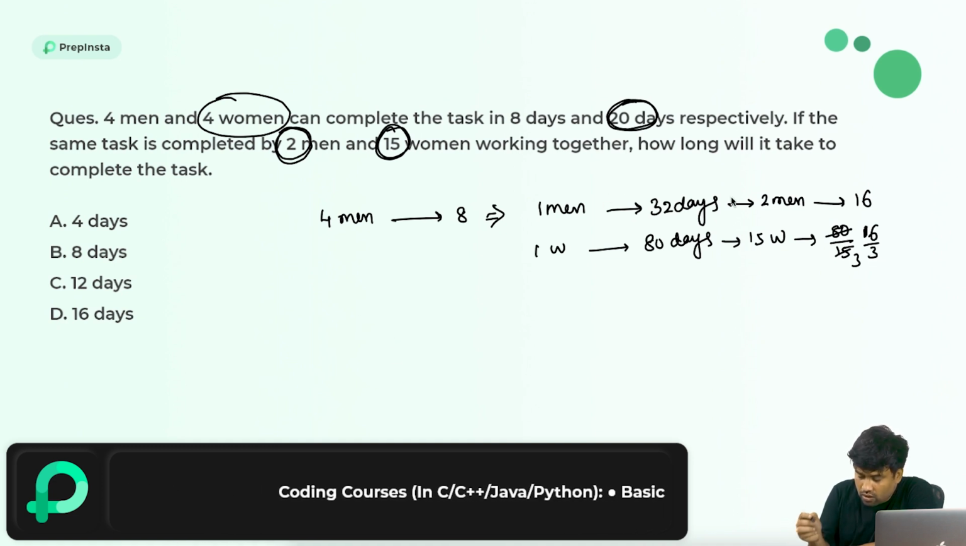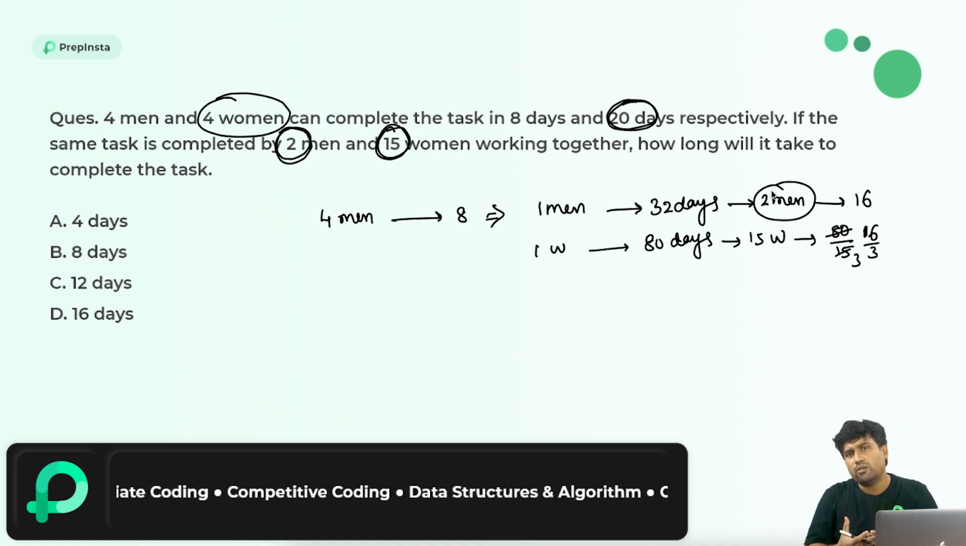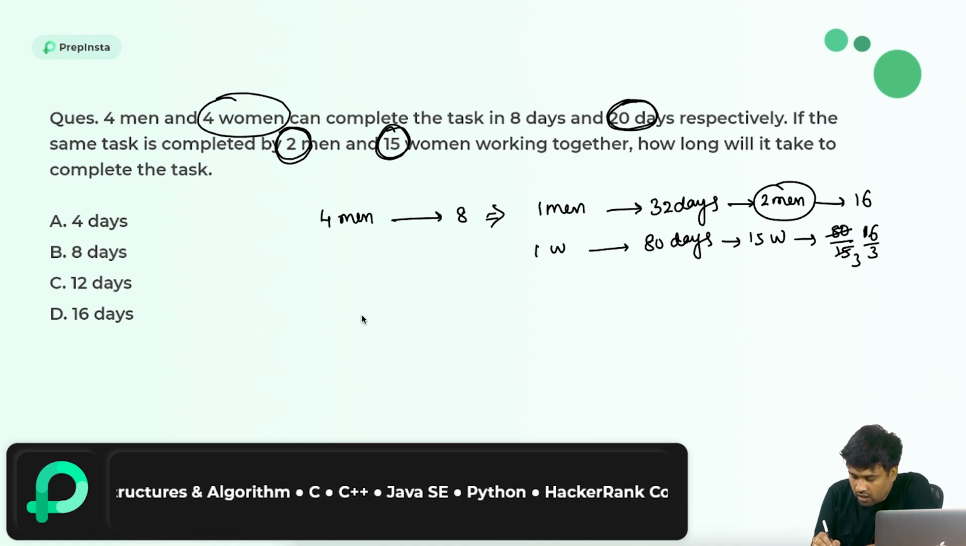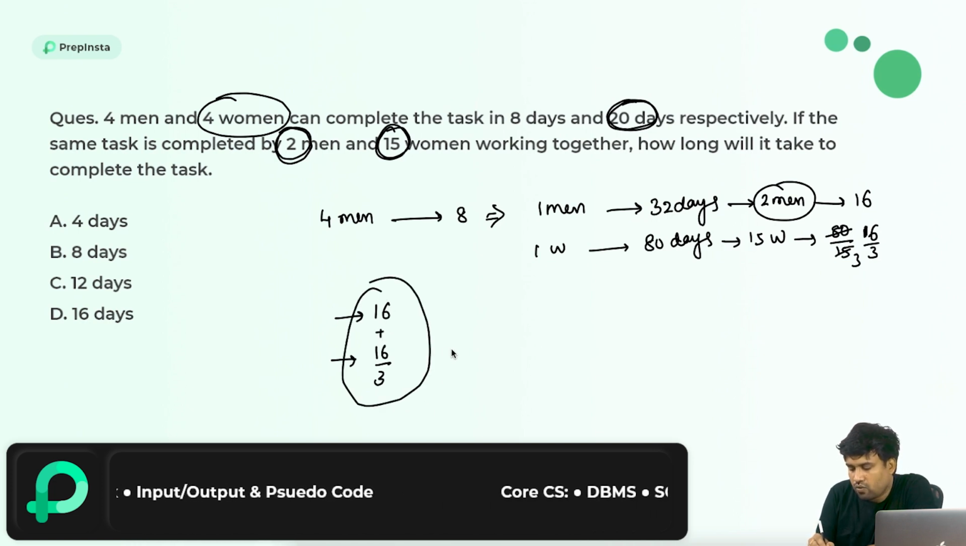So if you think of this as groups, you will end up with the equation oriented approach. So I will never follow that. The first group completes the task in 16 days, the second group completes the task in 16 by 3 days. If they are working together, what is the formula? Simply A into B by A plus B, right?